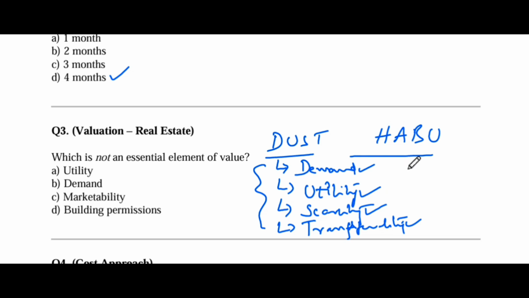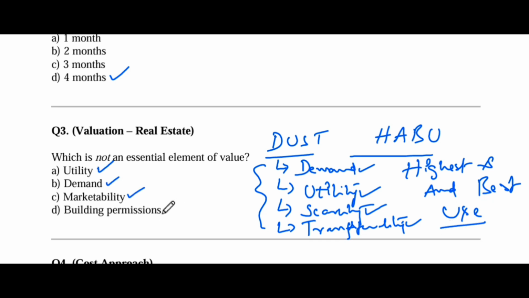What is HABU? HABU means highest and best use, and building permissions are not essential for the value. Okay, so this is the correct answer. These are wrong. Okay.